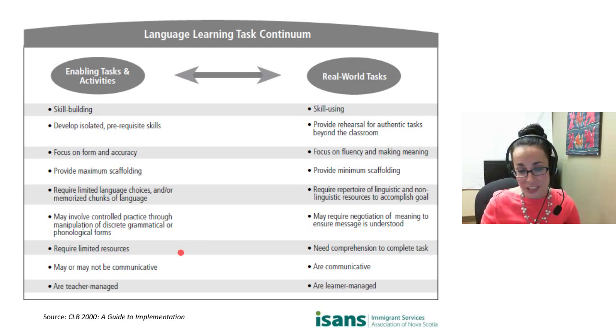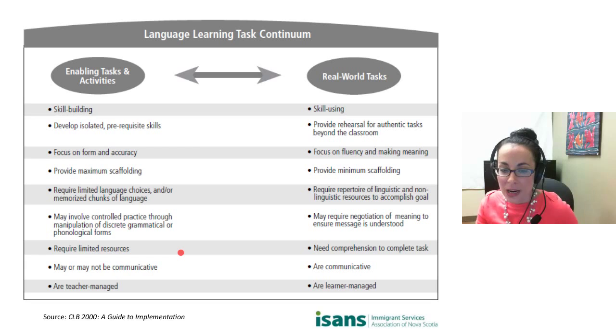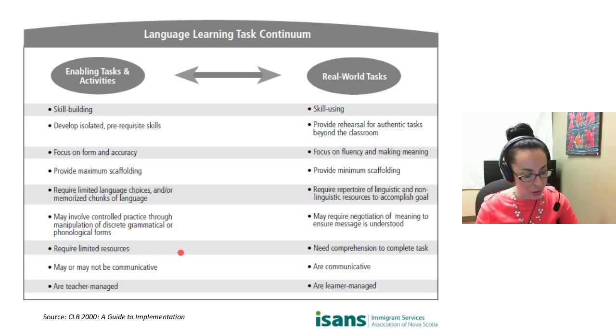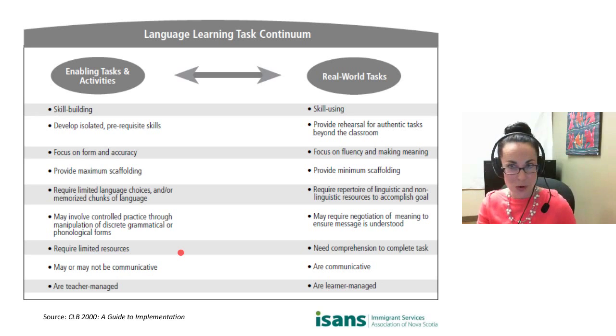Okay. So enabling tasks and activities require limited resources. So meaning, you know, a drill activity, something like that. You don't need to have a big stage to have these kinds of things in your classroom, which is great because anybody can use them. Moving on to real-world tasks, they need comprehension to complete the task. So meaning the learners must understand the content from the drill that we've done in the activity stage to apply it to the real life, real time, on the spot experience.